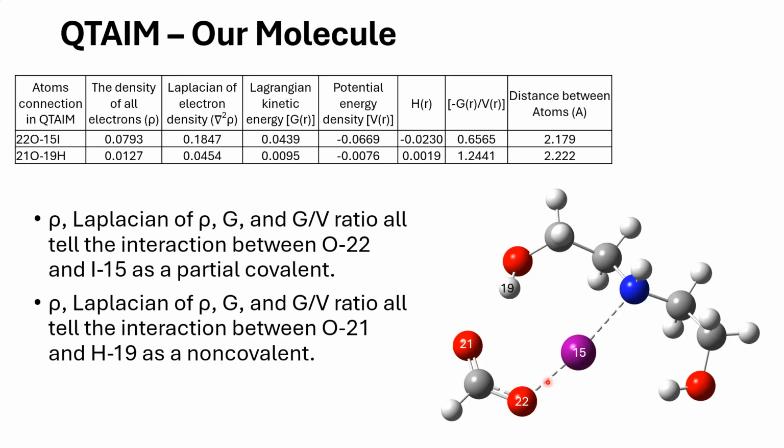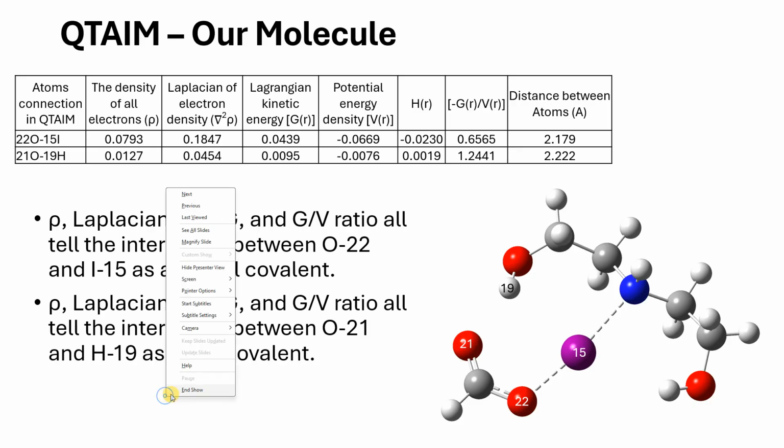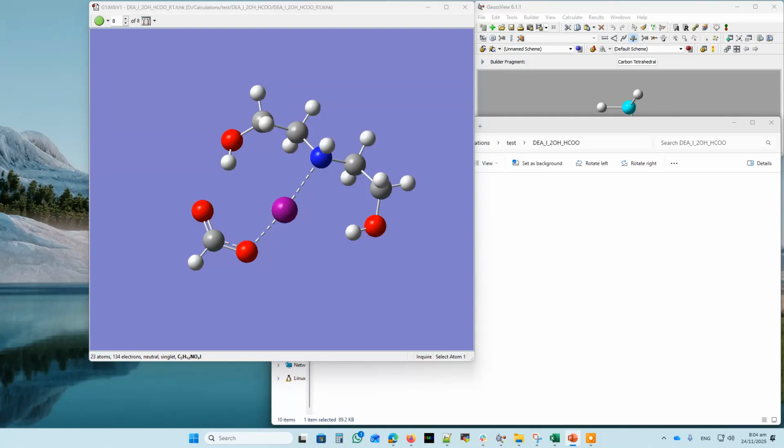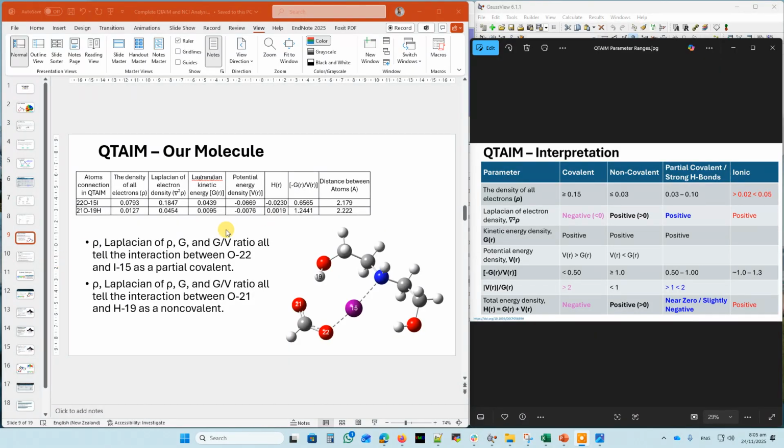So there is a bond critical point over here, and if you look at the density, its Laplacian of electron density and all the other values, and you compare them to that table, they all fit well to a partial covalent bond. So what I should actually do is bring up that table alongside so we can easily see it. Just give me a minute and I'll bring it on. Yeah, here it is, and it looks better, I believe.